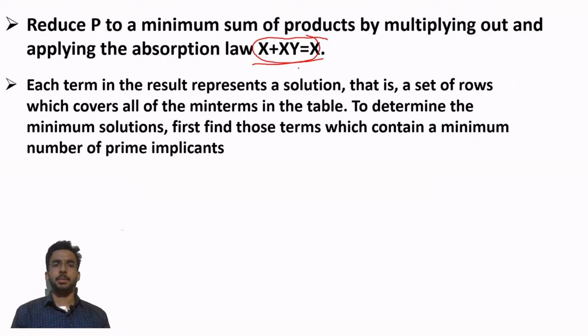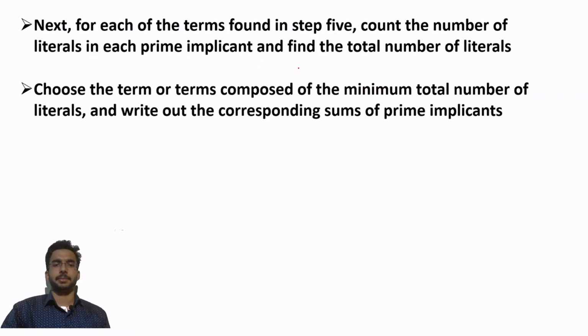To determine the minimum solution, first find those terms which contain a minimum number of prime implicants. The next step is, for each of the terms found in step 5, count the number of literals in each prime implicant and find the total number of literals. The last step is to choose the term or terms composed of the minimum total number of literals and write out the corresponding sums of prime implicants. So these are the steps of the algorithm for how to solve the question.